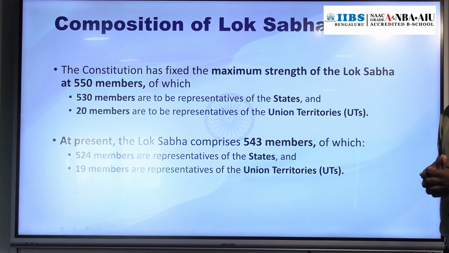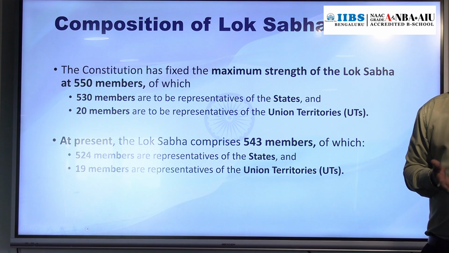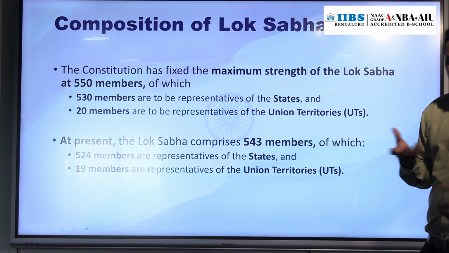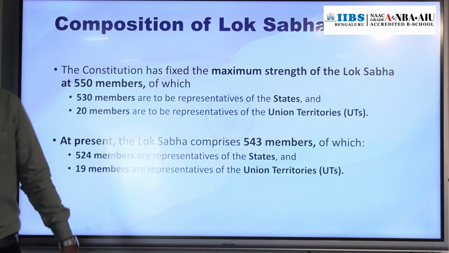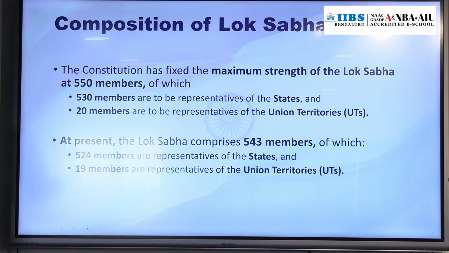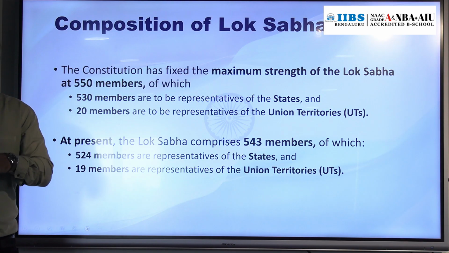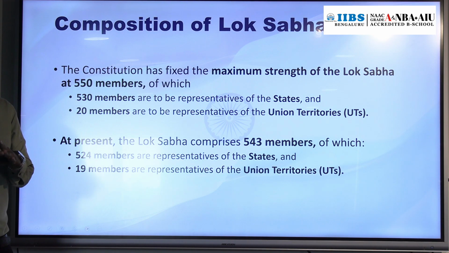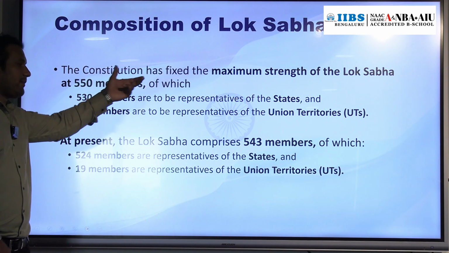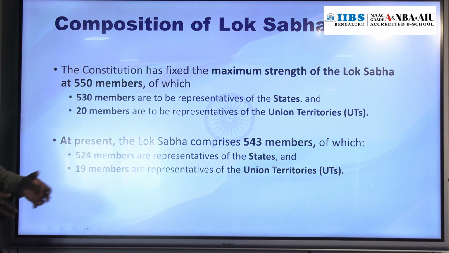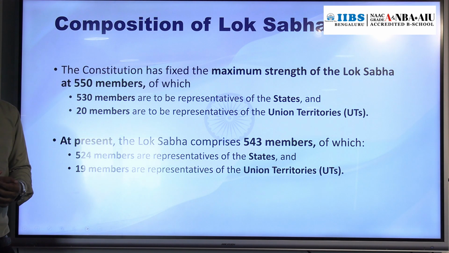Now we will discuss Lok Sabha. Lok Sabha is called the House of People, Popular House, Lower House. These are the other names of Lok Sabha. So what is the strength of Lok Sabha? In the Constitution it is mentioned that the maximum strength of the Lok Sabha should be 550. Out of this 550, 530 members are from states and 20 members are from UTs.